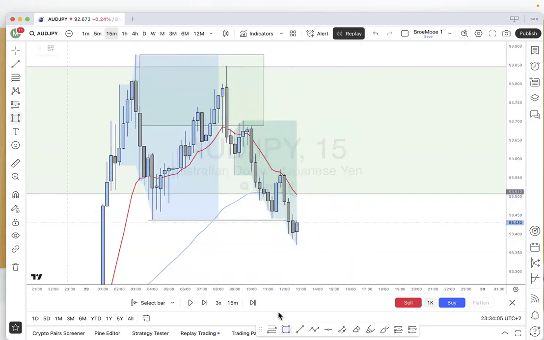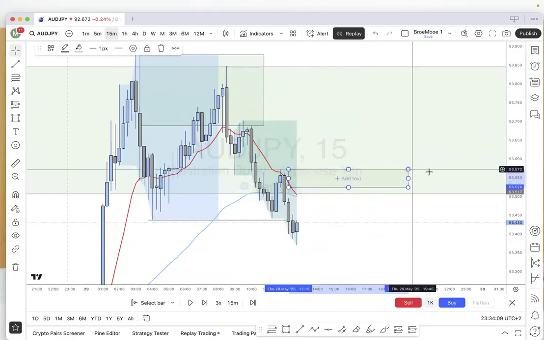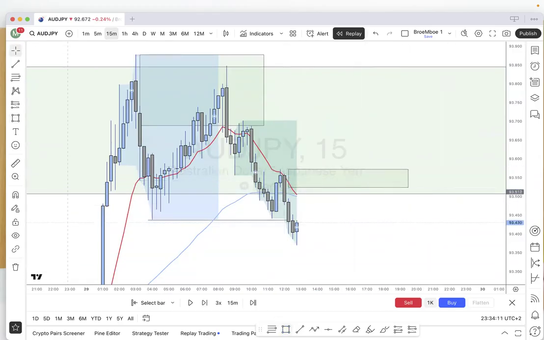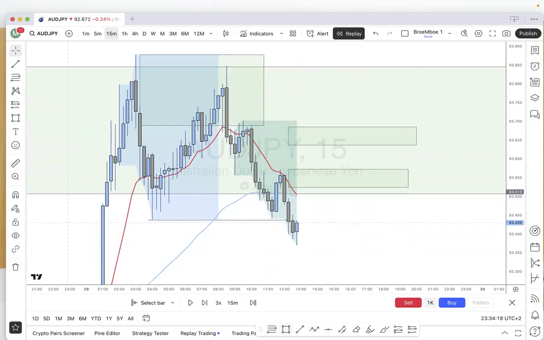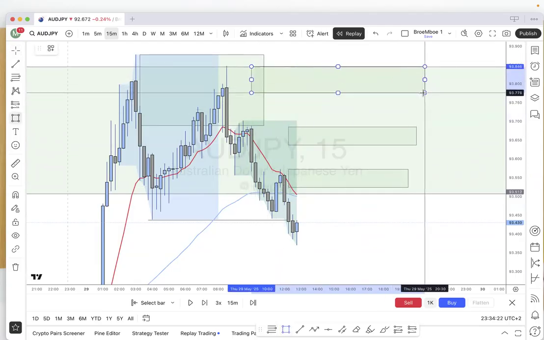Areas where price reacted. Number 1, we've got this one. Last high there. That's where price could go to. Number 2, we've got that area there. That's where price would go to. Number 3, obviously at the top there. That's where price will go to.